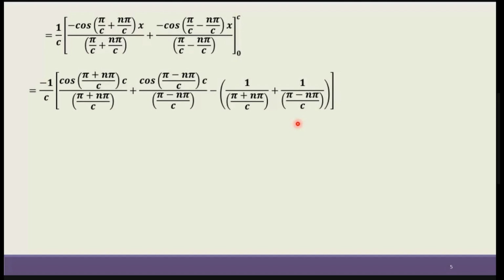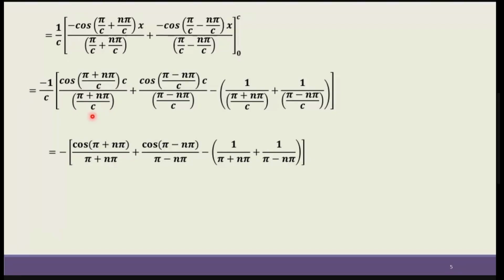Okay, now when we simplify this, again everywhere we have c common, and here also we have c. This c will go to the numerator. So this c and this c will get cancelled. Only the pi plus n pi and pi minus n pi terms will remain here. And this c also will get cancelled here. So the remaining will be like this: c will get cancelled, the minus sign stays the same. Pi plus n pi, pi minus n pi, then 1 upon pi plus n pi and 1 upon pi minus n pi.